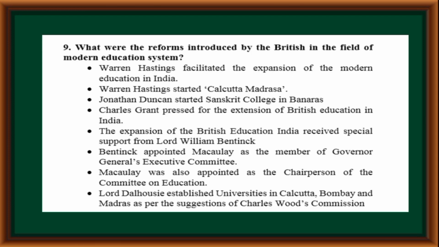What were the reforms introduced by the British in the field of the modern education system? Warren Hastings facilitated the expansion of modern education in India. Warren Hastings started Calcutta Madrasa. Jonathan Duncan started Sanskrit College in Banaras. Charles Grant pressed for the extension of British education in India.